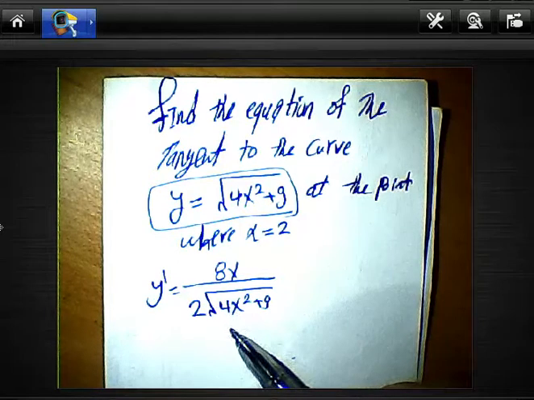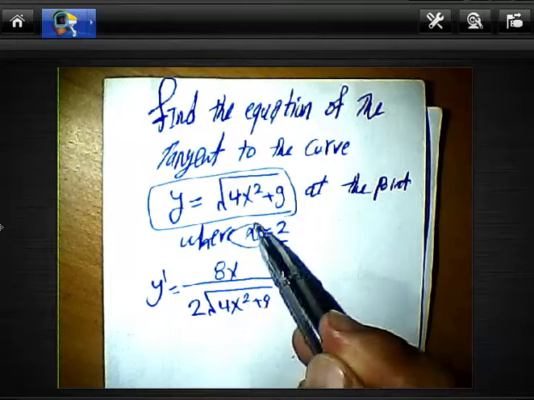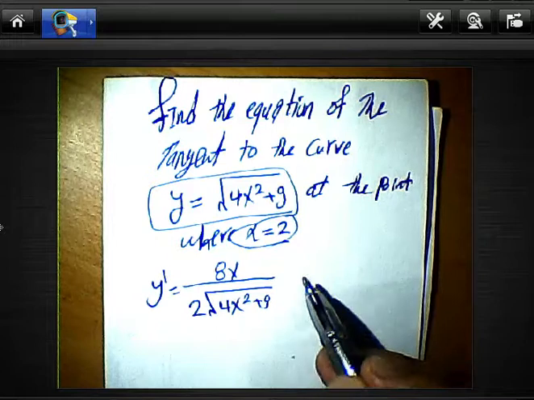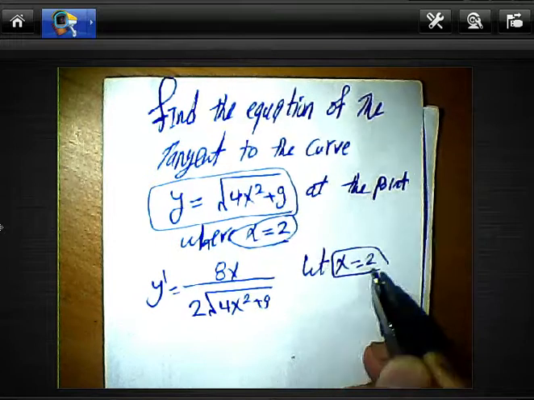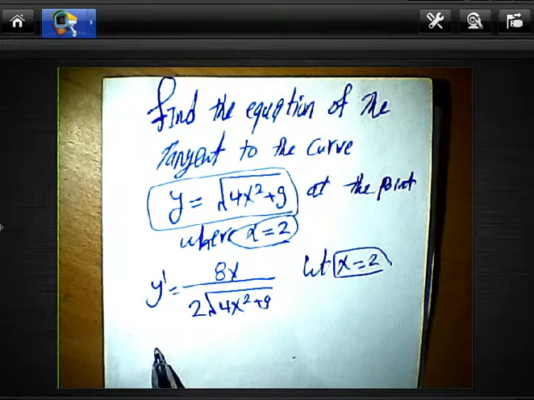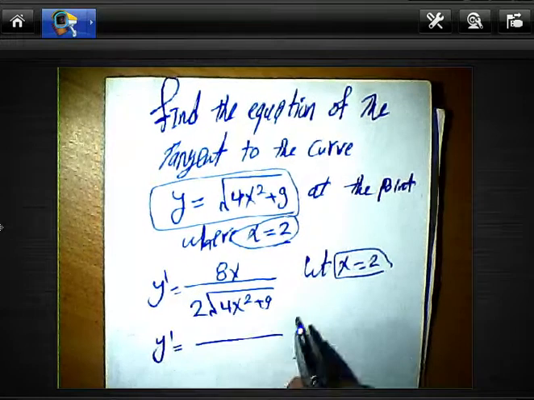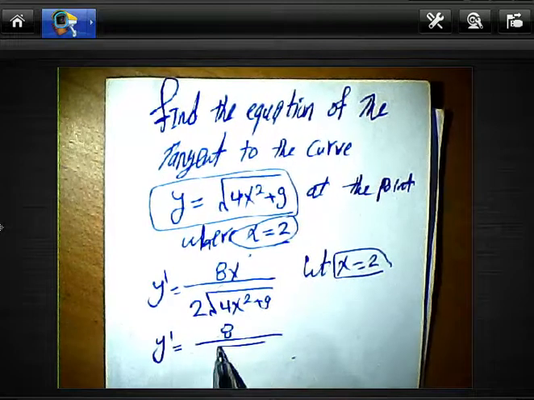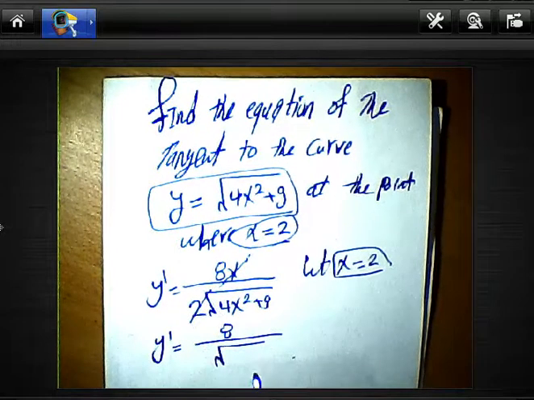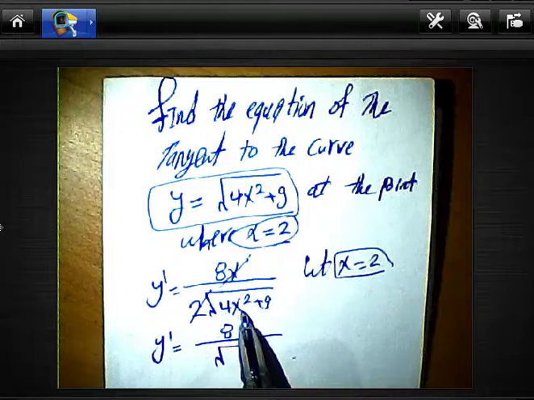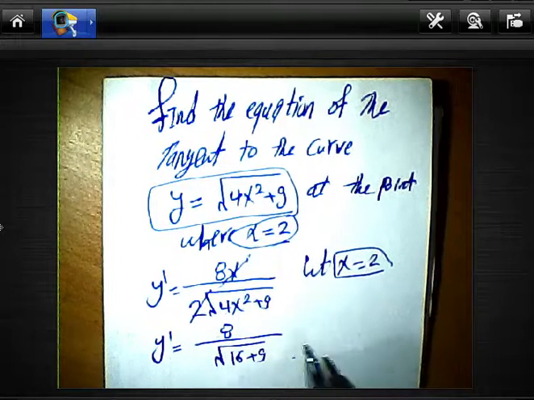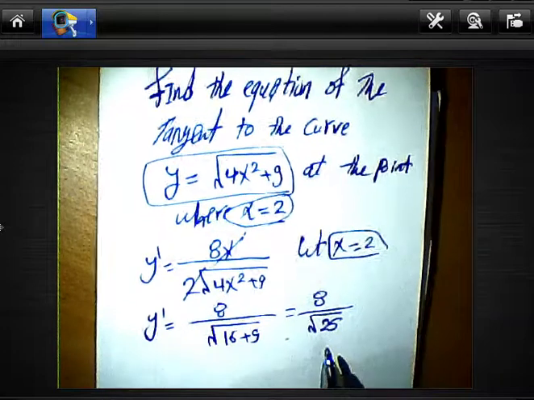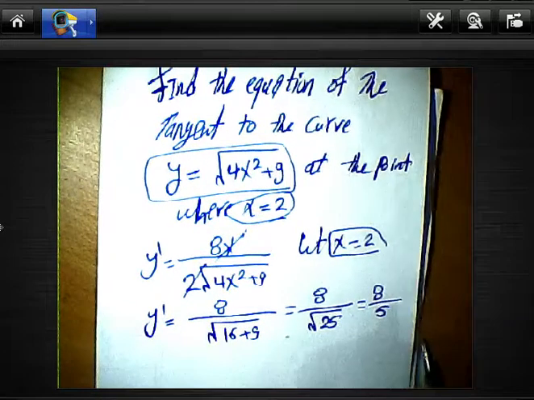Okay, so we can find y dash when x equals 2. So y dash equals 2 multiplied by 8 equals 16, or we can cancel 2 multiplied by 2 here, so we can write 8 here and cancel 2 with 2. So the result will be 4 multiplied by 4 equals 16 plus 9 equals 25. 8 over the square root of 25. So the result will be 8 over 5.